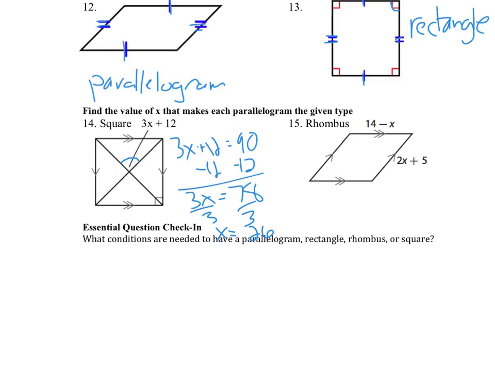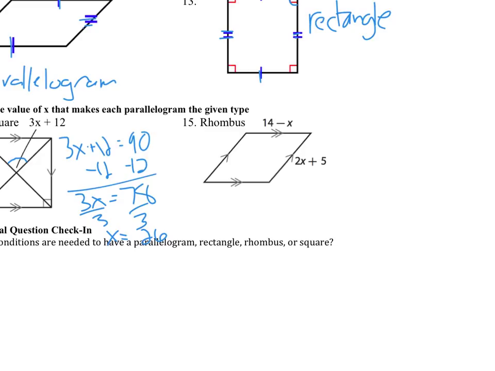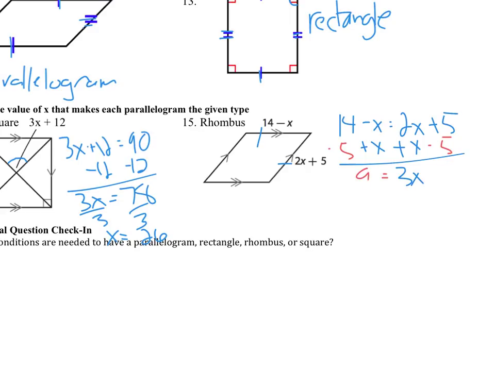All right, then a rhombus here. We know if it's to be a rhombus that all sides are congruent, so this would be congruent to that, which means we can write 14 minus x equals 2x plus 5. I'm going to add x here. We get 3x. Subtract 5. And we get 9, divide by 3, and x equals 3.